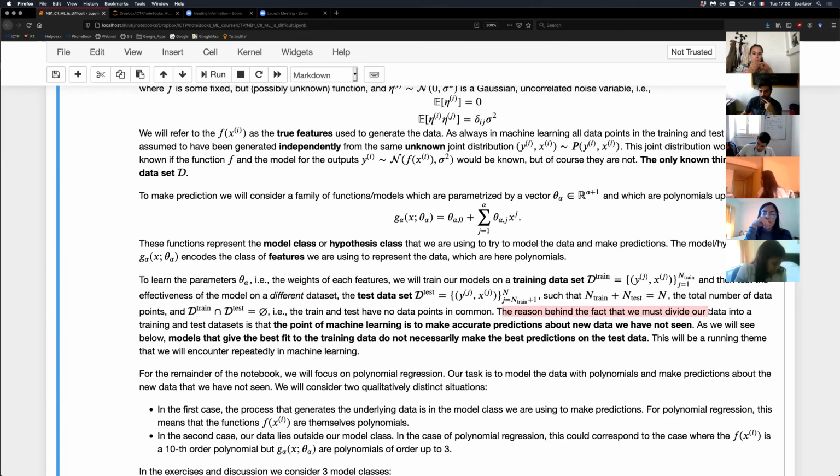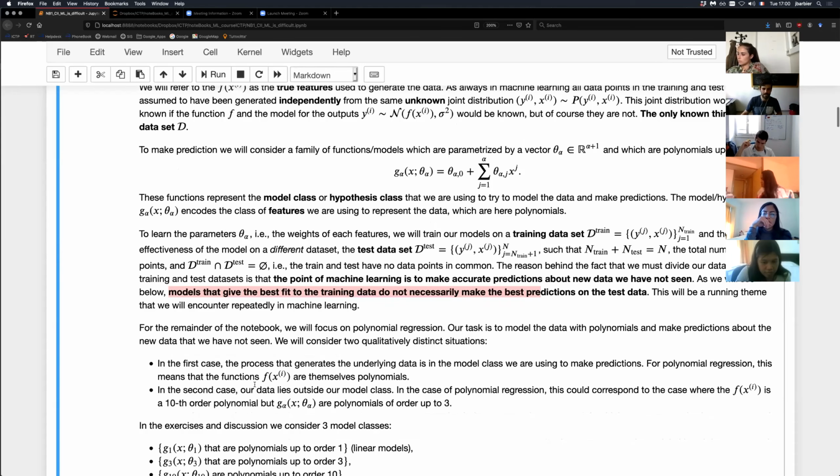The point of dividing the data into training and test data is that machine learning is concerned with making accurate predictions about new data we have not seen. And as we will see, models that give the best fit on the training data do not necessarily make the best predictions on the test data. If we didn't have test data, we could not realize that. And this is the whole difficulty of machine learning.